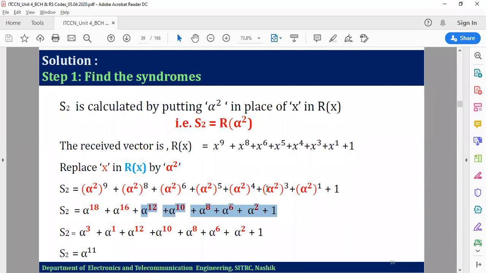Now you have to reduce it using the Galois field. Use that Galois field table and tell me your answer. It should be alpha 11. Please find this at your side and tell me whether this is correct or not. So alpha 3 will be as it is, alpha as it is, alpha 12 will be, if I'm not wrong, alpha cube plus alpha square plus alpha plus 1.